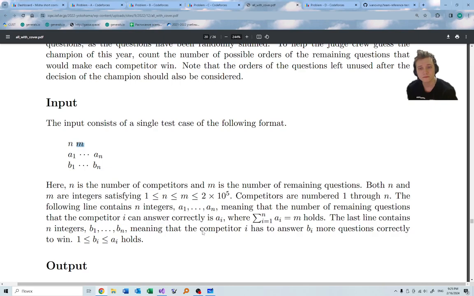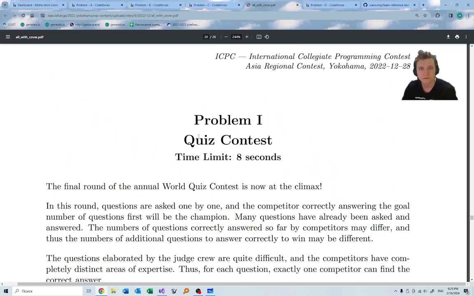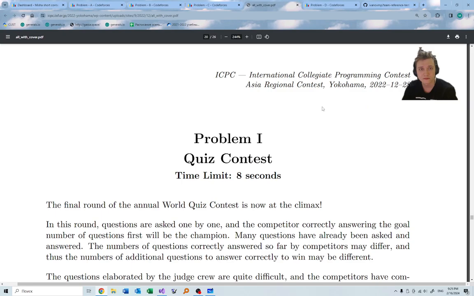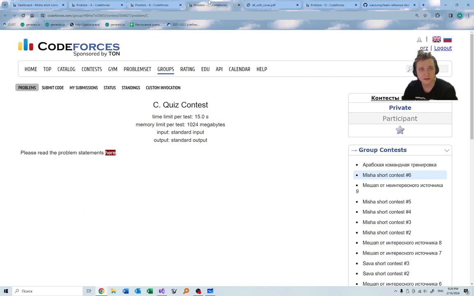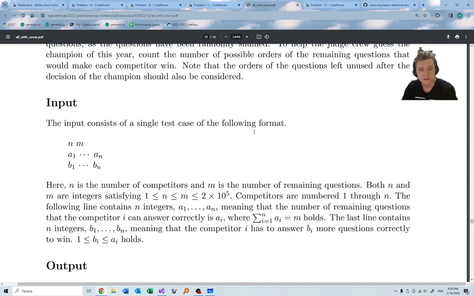I believe you could as well write it in Yokohama or Yokogama here. No need to write it in PDF. Okay, I didn't really like this problem, so let's look at D.